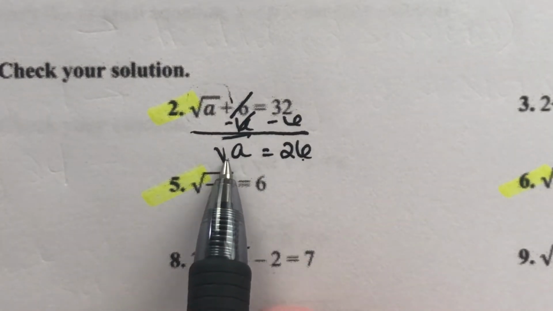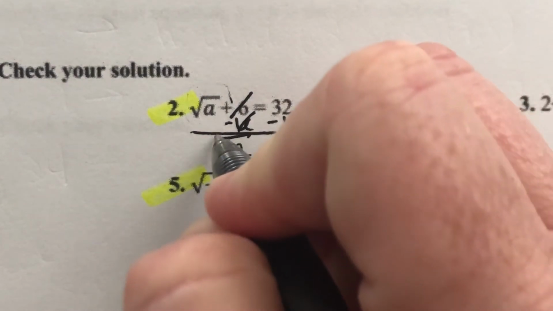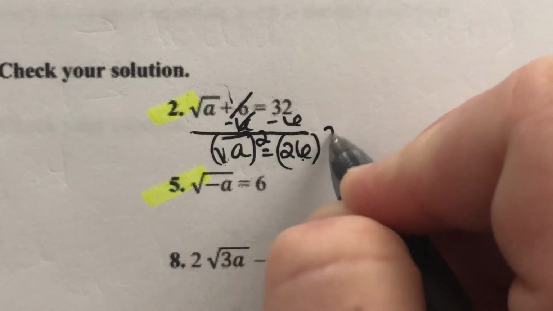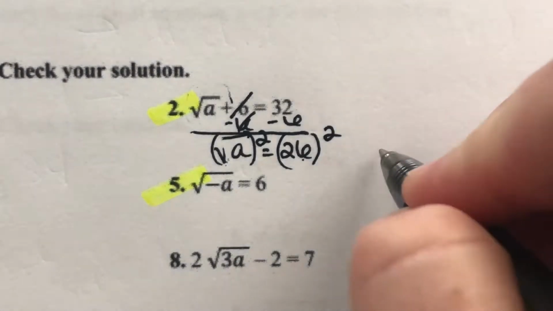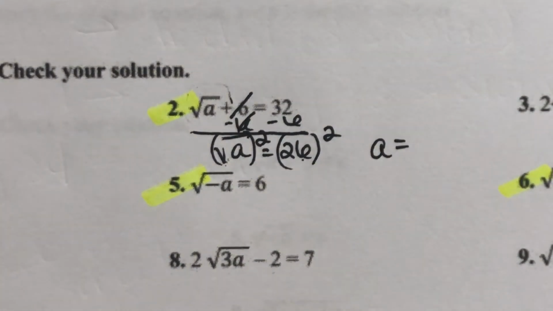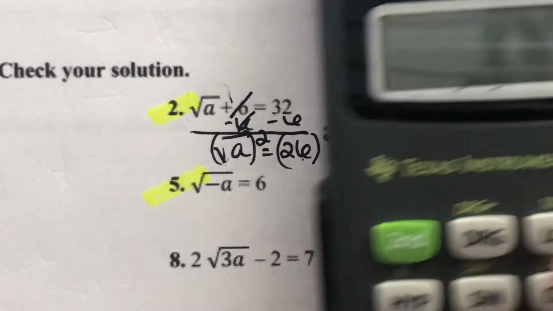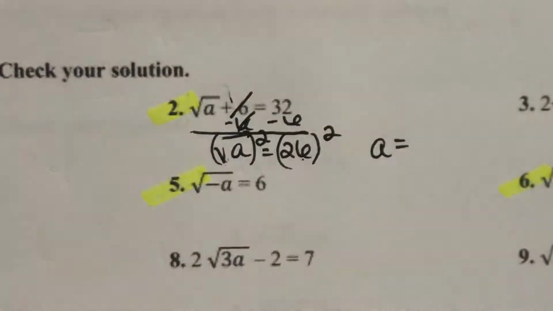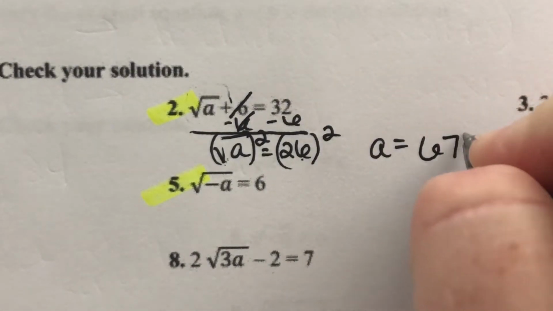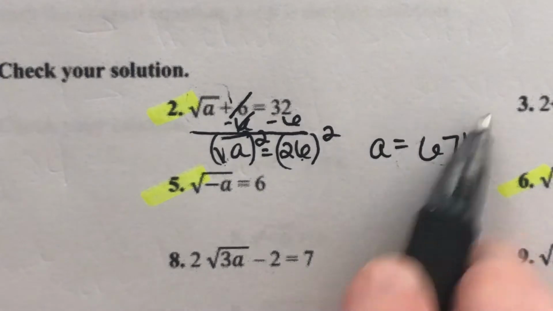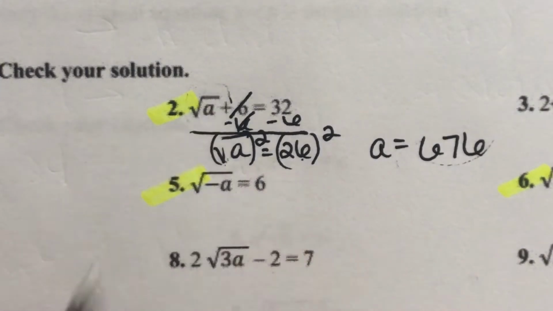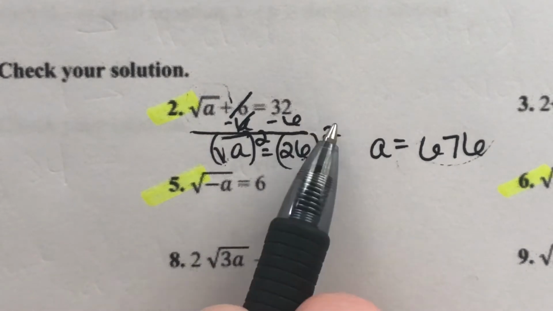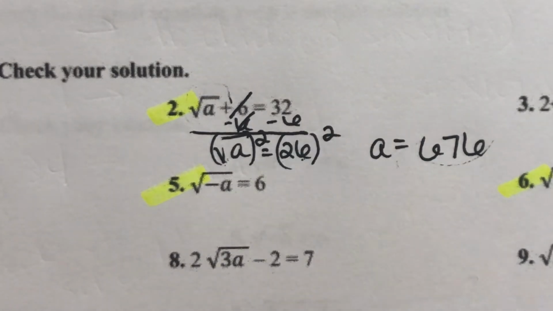So the square root of a equals 26, and then we're not taking the square root of 26, we're taking the square root of a, right? So to get rid of the square root symbol, I'm going to square it, and so I have to do the same thing on this other side. So a equals 26 squared, which is 676. And think about it, the square root of 676 equals 26, right? 26 squared equals 676. Makes sense.